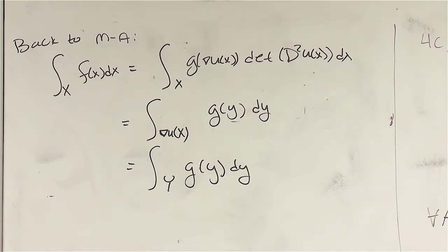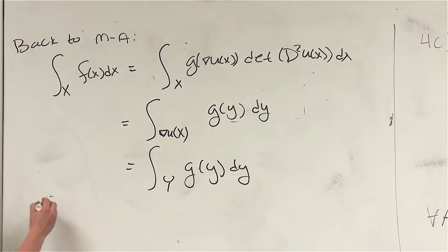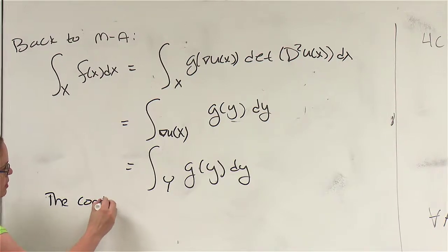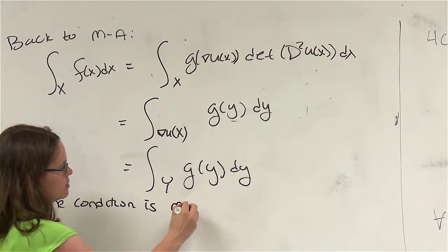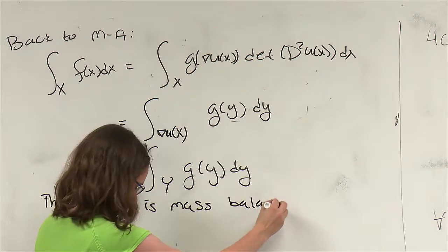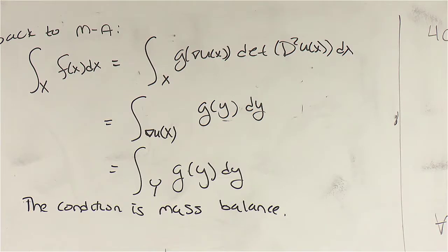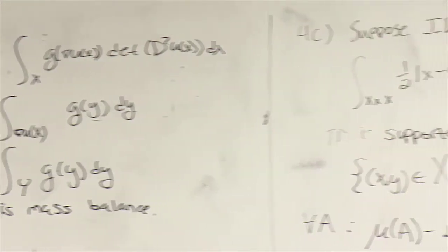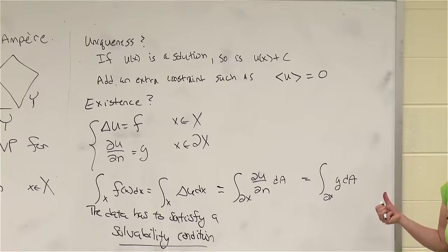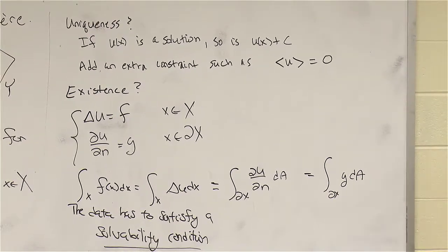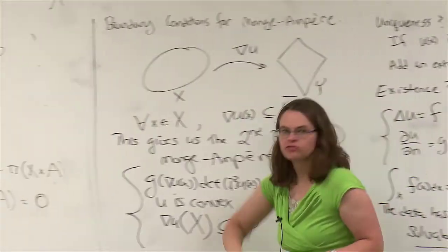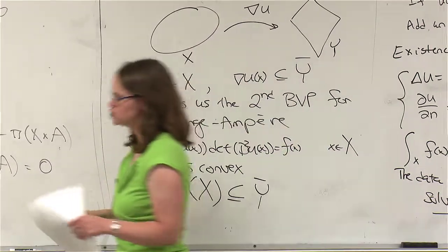So here again we have a natural solvability condition, and it's mass balance. That makes sense really just from the physics of the problem, that we're trying to not create or destroy anything. So here the condition is mass balance. Those are just things to keep in mind. We need mass to balance, which hopefully if we're doing optimal transport, it does. And we need an extra constraint to actually pick out a unique solution, certainly.